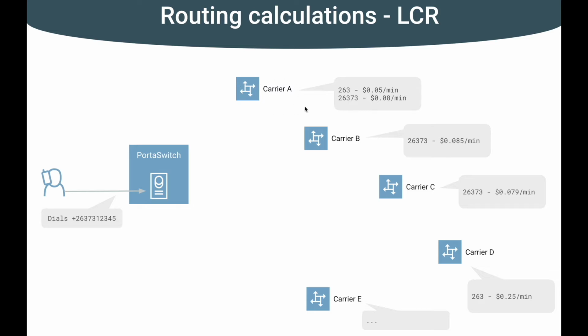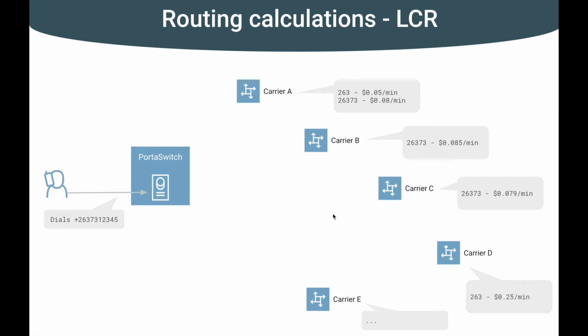We have carrier A, B, C, and D that have rates to Zimbabwe, and we also have carrier E that doesn't terminate calls to Zimbabwe. It terminates calls only to European destinations. When the customer dials this number, PortaSwitch will request authorization and routing specifications from PortaBilling. And PortaBilling in its turn is going to return a possible routing list.